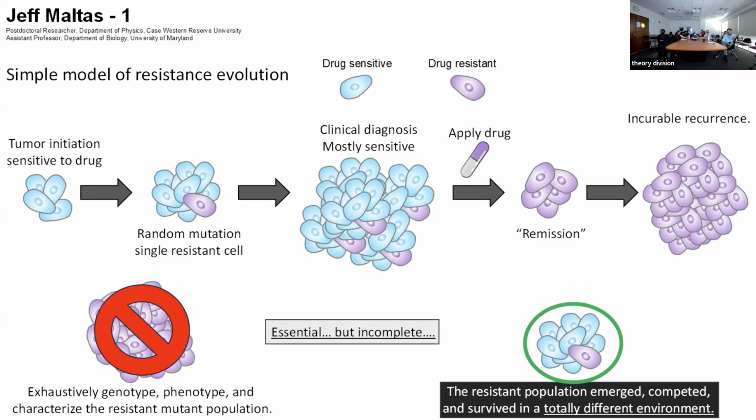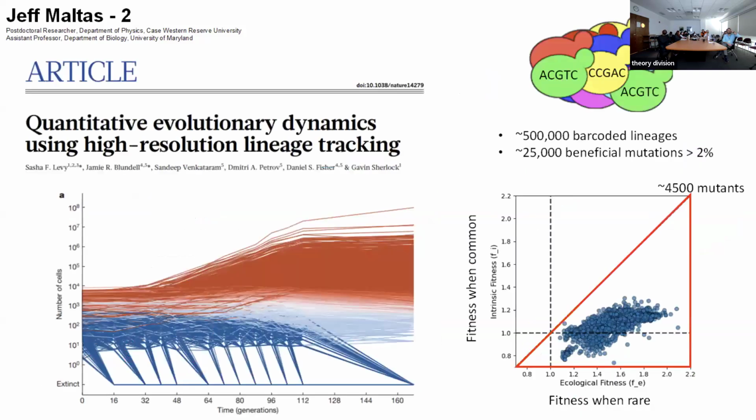We showed it in cancer, so now I'm trying to show it in different systems. I'm working on some yeast data. There's this beautiful paper that came out in 2015 that used barcode lineage tracking to do yeast evolution. They evolved 500,000 barcode lineages in a limited glucose environment.